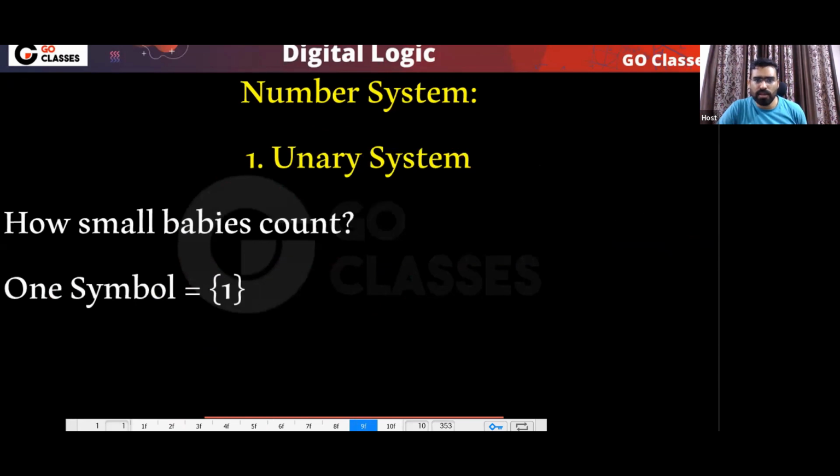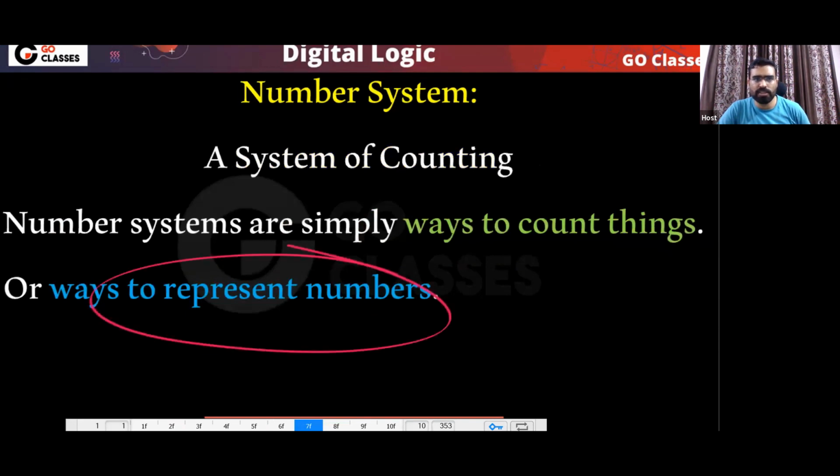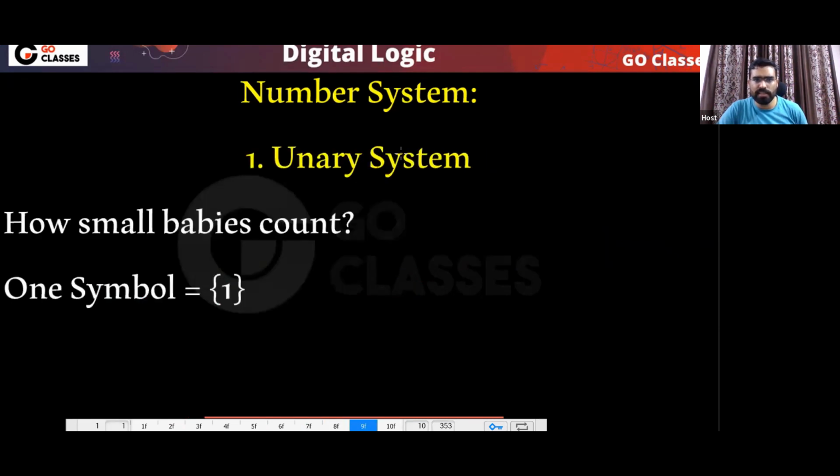Now let's see the unary system. This is another system. We have many different types of number systems. This is the first, the Roman system. This is how we represent the numbers in the Roman system. Now let's see the unary system.